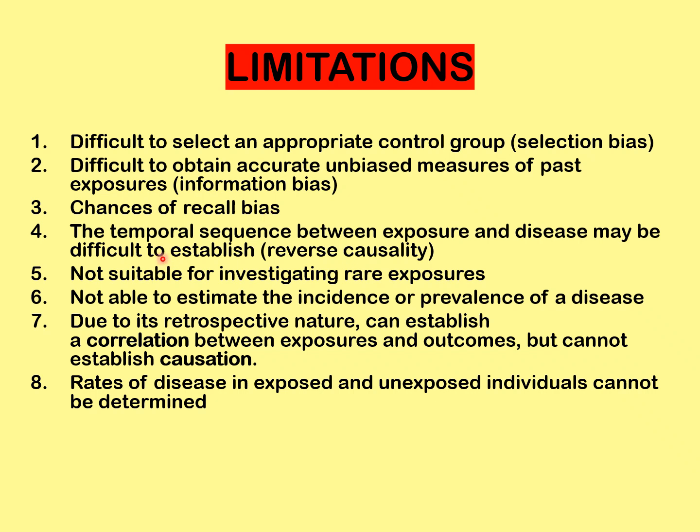Fourth is it is hard to know what came first, whether it was exposure or the disease. Fifth one, it is not good for investigating rare exposures in which there are not enough people with that exposure. Sixth one is it cannot calculate new cases or total number of cases of a particular disease. Seventh one is that it does not establish causation, and it can only associate the exposure and the outcome. Eighth one is it is not helpful in finding the rates of disease in exposed and unexposed individuals.